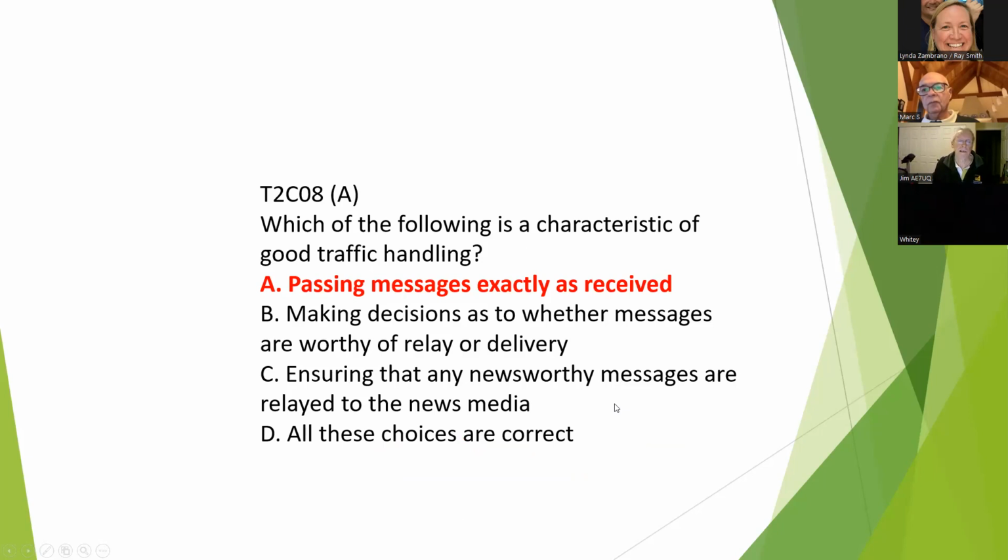Which of the following is a characteristic of good traffic handling? This is one of the things you learn when you get into classes on what amateur radio operators do in an emergency. You're passing traffic, you're not generating traffic. So if the incident commander says, here, send this message out to the field unit in the next city, you're not going to change that message. If there's something that looks wrong, you ask the incident commander, this doesn't look right, is this what you want to say? But once you've got a message, you send it exactly as received.